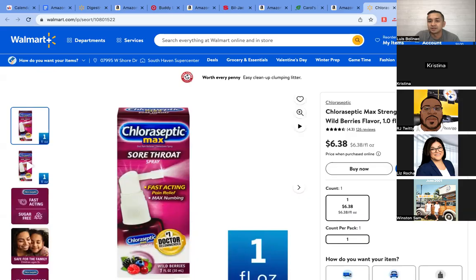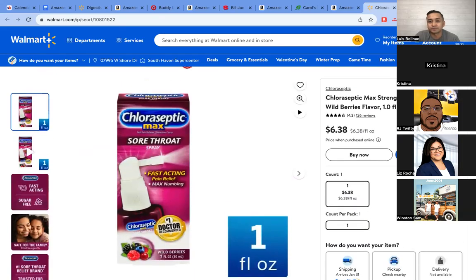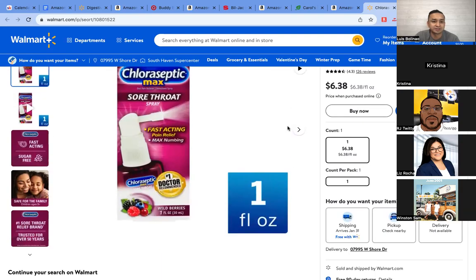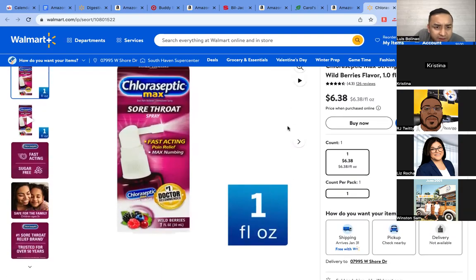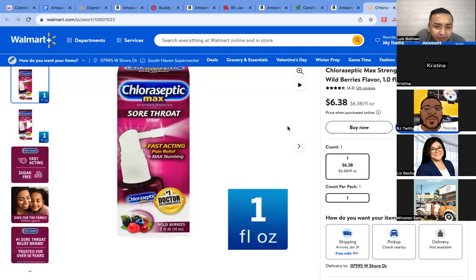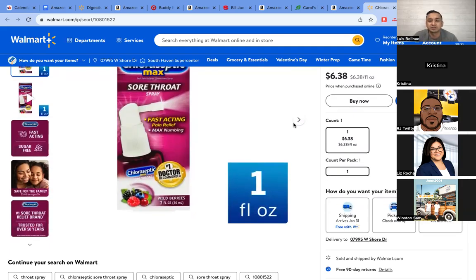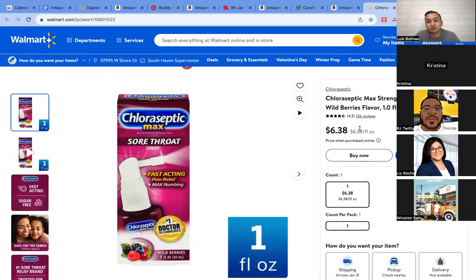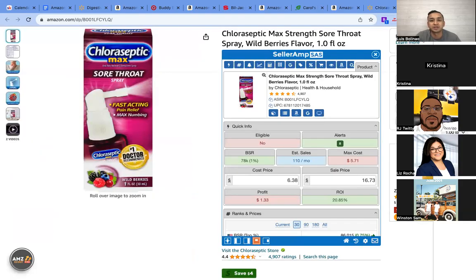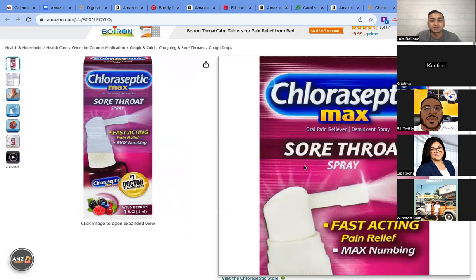how I read it. So for example, this one is a product from Walmart. What is this? Like a sore throat spray. Okay, makes sense. So it's a medication, and the price on Walmart is $6.38, right? So now you would have to find the same exact product on Amazon, which I did. It's right here. It's the same exact product.